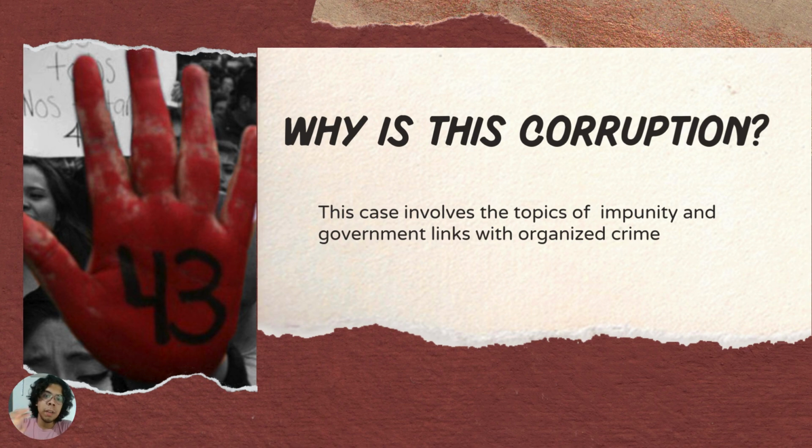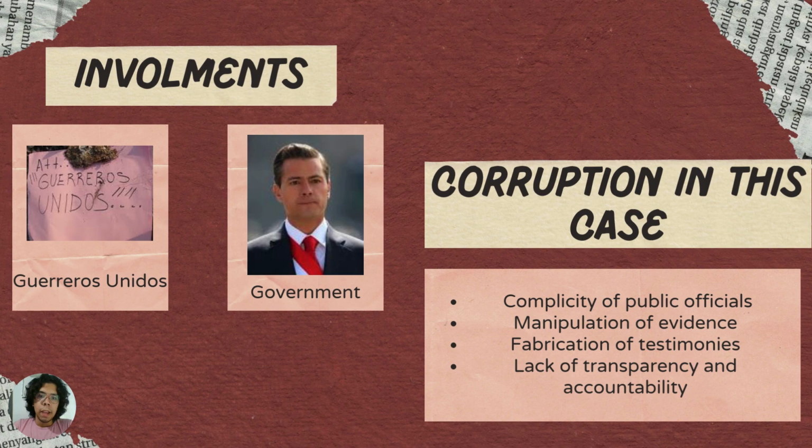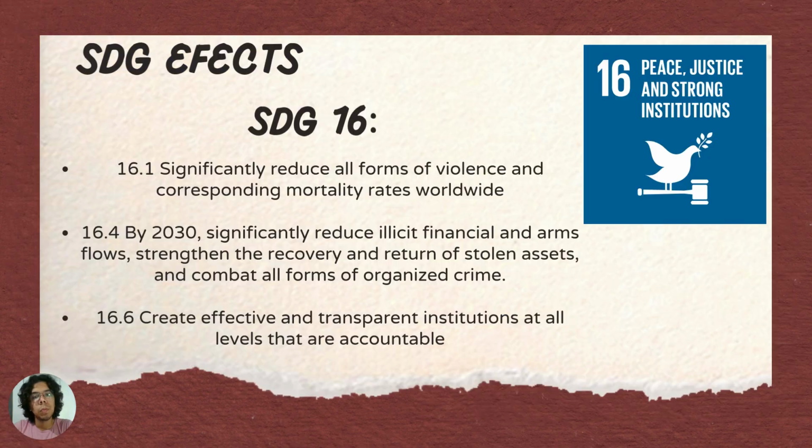Now, to talk about the reason I consider this a case of corruption is because it involves the topics of impunity and government links with organized crime, and also the complicity of public officials, the manipulation of evidence, the fabrication of testimonies, and the lack of transparency and accountability in all the bodies involved in this case, which were the government and Guerreros Unidos, which is an organized crime group. These two factions were accused of collaborating in the disappearance of these students.